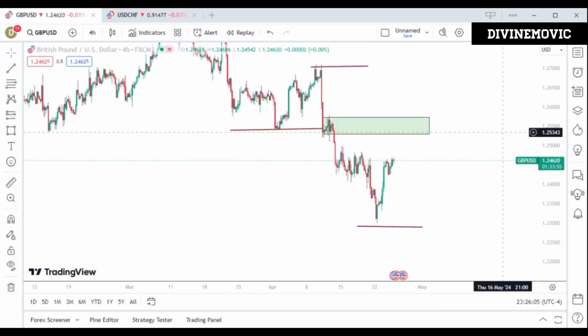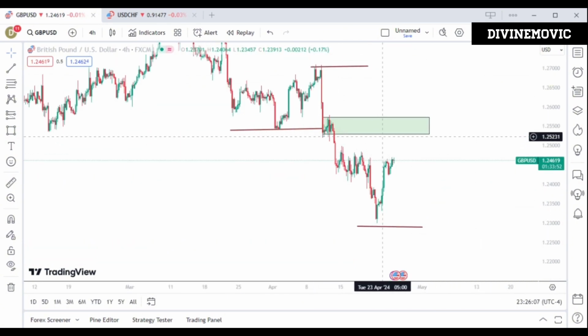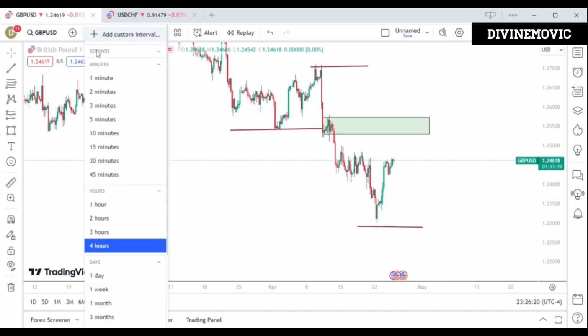Now what I'm going to do is go to the 1 hour time frame and look for a specific chart pattern that's going to give us a confirmation that we're going to buy or we're going to sell. And remember, I spoke about two types of pattern, which refer to the M pattern and the W pattern.